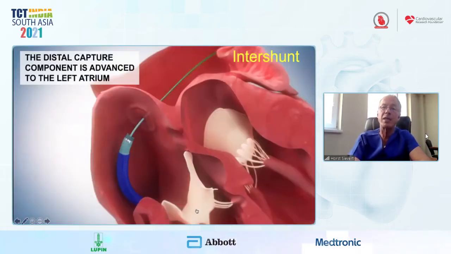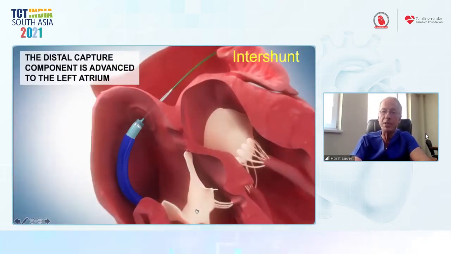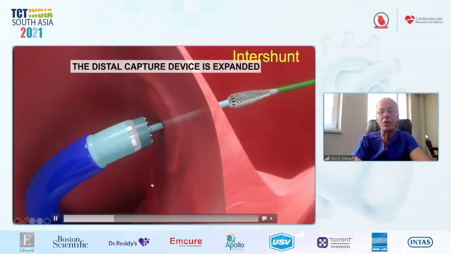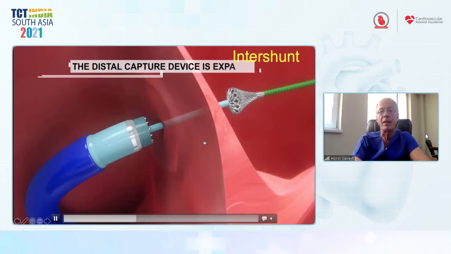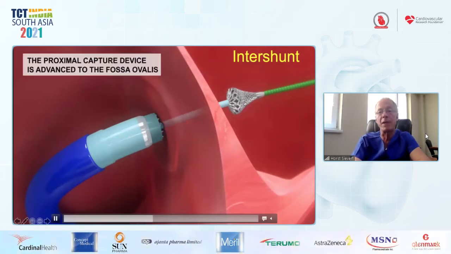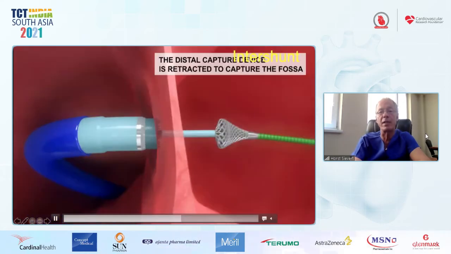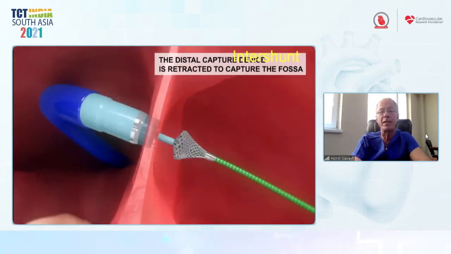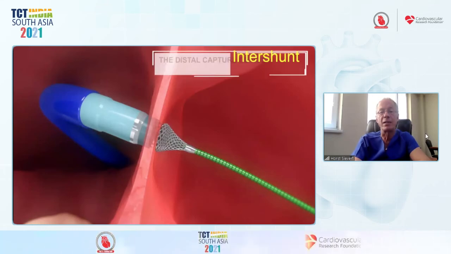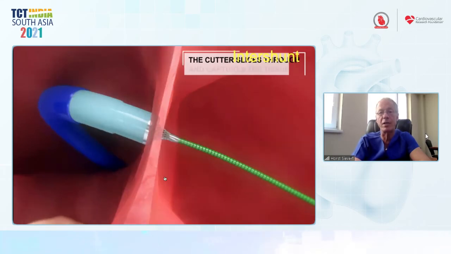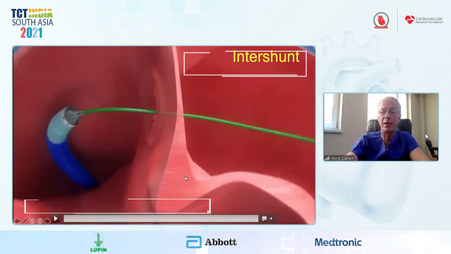And then we have the InterShunt, which is a cutting device. So you do the transseptal puncture, you insert this device up to the level of the interatrial septum, and then the distal part of the device is pulled back to the septum, and then the cutting device is activated, and the sheath is advanced over the cutting. So that means all the tissue is kept inside of the catheter, and then you can remove the device.